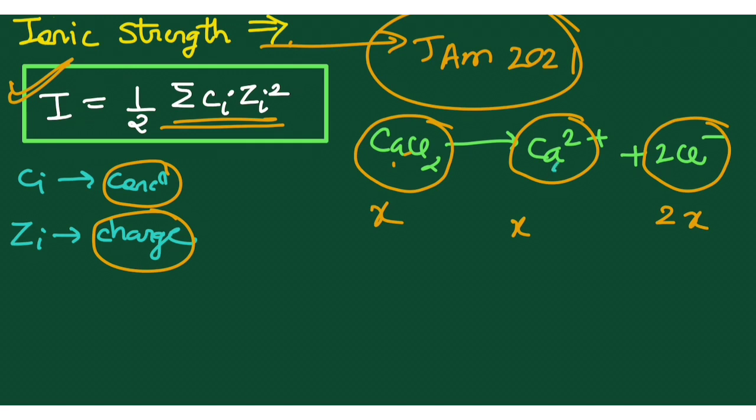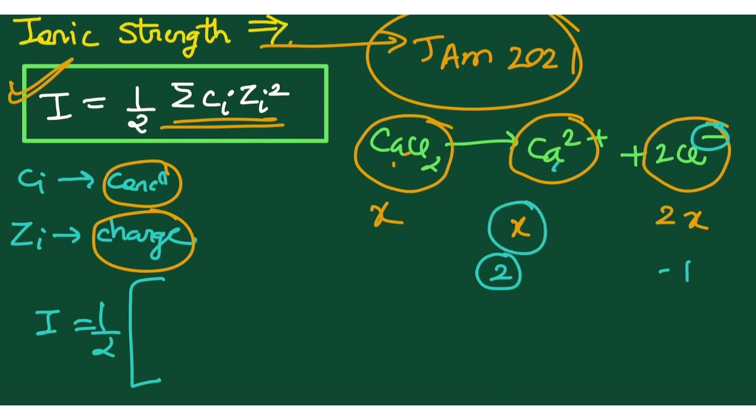Now let's calculate. What is the charge of calcium? It is 2. And what is the charge of chlorine? It is minus 1. We take the mod value, since the square of minus 1 ultimately gives the mod value. So now I equals 1 by 2 summation. First I am applying for calcium: concentration X, charge 2, whole squared.